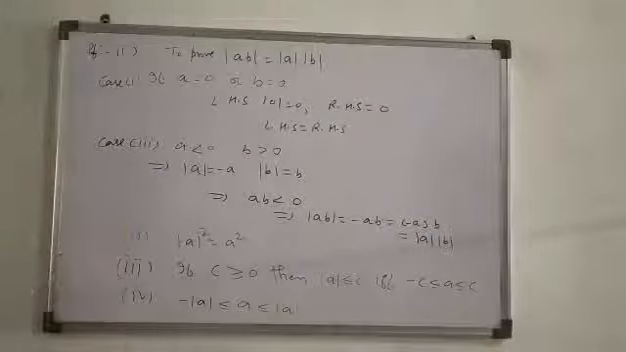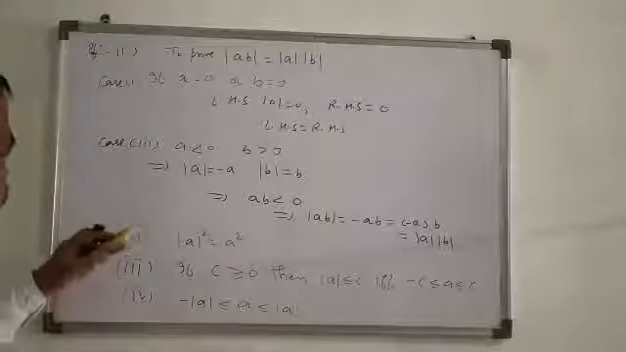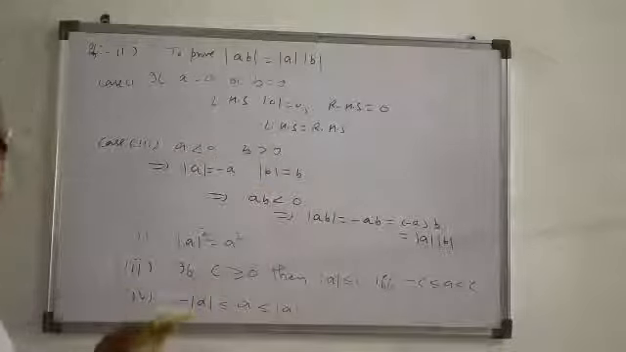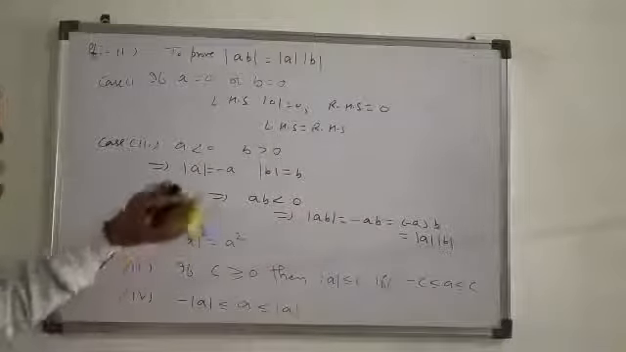Case fourth is similar: if a is positive and b is negative. Now I will discuss when both the numbers are negative.